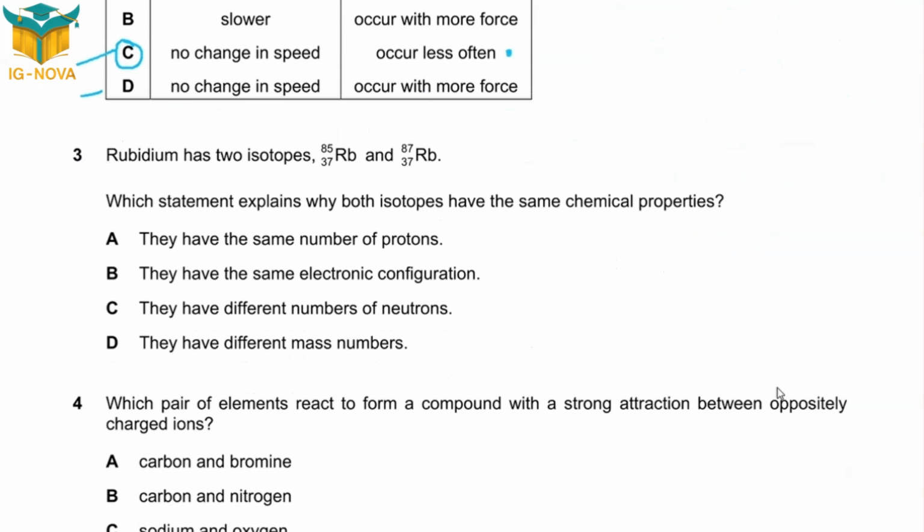Rubidium has two isotopes. Isotopes have the same chemical properties because they have the same electrons, or the same electronic configuration. This is a fact, no technical issue here. So option B: they have the same number of protons. Even though they have the same number of protons, chemical properties are dictated by the electron configuration. They have different numbers of neutrons, though this is a fact, again not related to chemical properties. They have different mass numbers, but this is not related to chemical properties. So these are correct facts, but unrelated to the chemical properties.